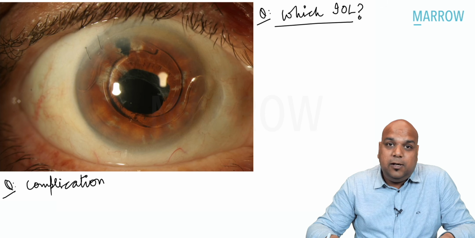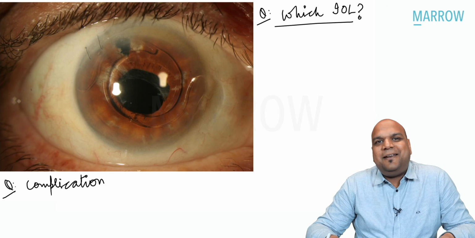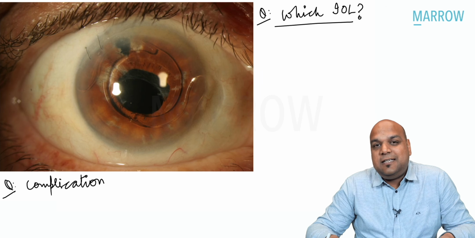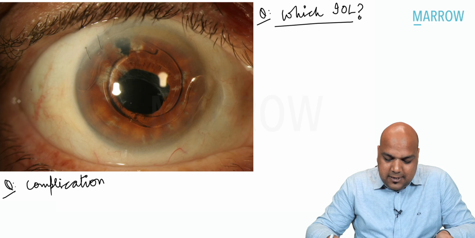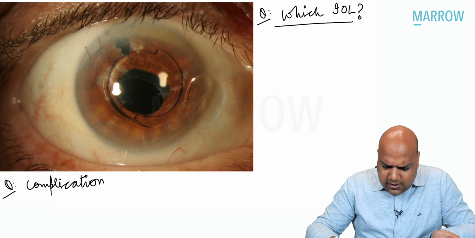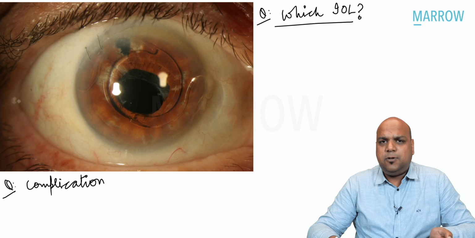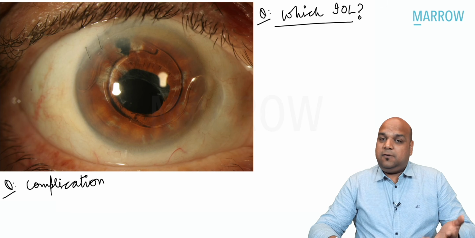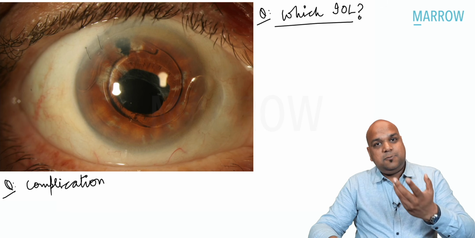So there are two types of IOL. Where can they be implanted? Either in the posterior chamber or in the anterior chamber. So we are basically asking you whether it is an AC IOL or a PC IOL. So what is this, AC or PC? Whether you see this IOL in front of the iris or behind the iris. That's the first clue. Sir, we see it in front of the iris. That means it must be AC IOL.